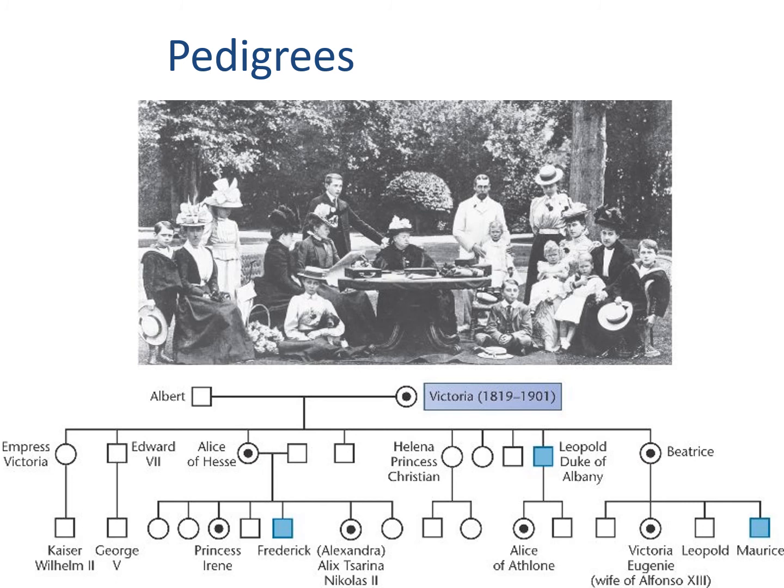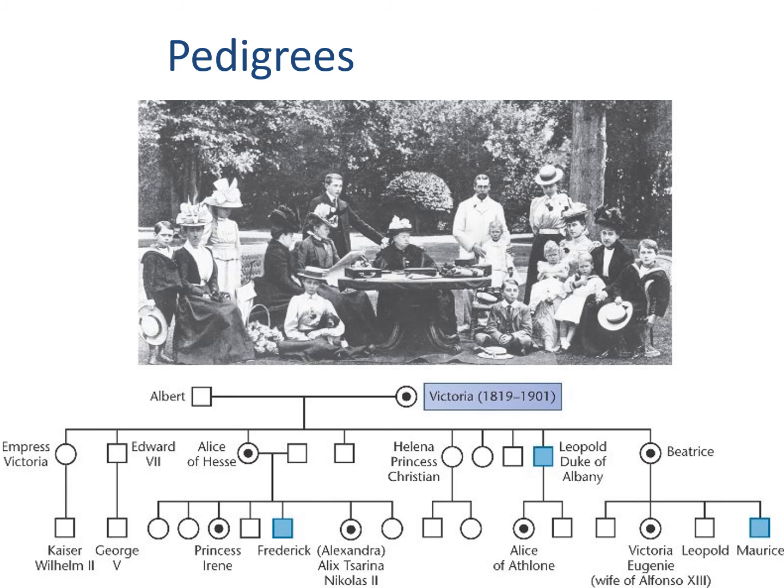So first of all, something to point out, when you have a square, that represents a male. When you have a circle, that represents a female. If the circle or square is completely filled in, that tells you that the person has the condition we're interested in. So in this situation, the squares that are filled in, those are men that had hemophilia. In this particular case, they've used a partially filled in shape to indicate that the person is a carrier. So Victoria there, for instance, was a carrier for hemophilia.